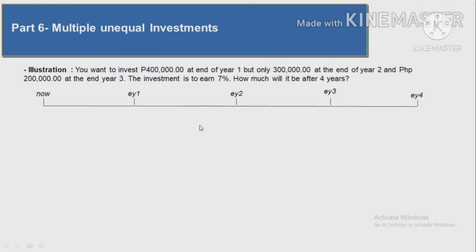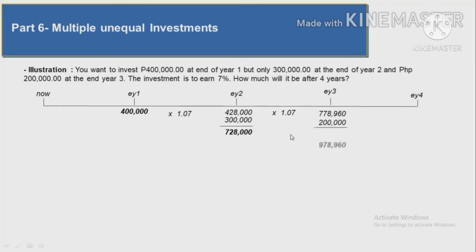So let's prepare a timeline for 4 years. In this particular problem, 4 years is equivalent also to 4 periods since there is no mention about quarterly, semi-annually, and etc. So now, at the end of year 1, you're gonna have to make an investment of 400,000, and then it will grow to 428,000, and then the second investment will be added. You will have 728,000 times 1.07. You're going to have 778,960 plus your last investment of 200,000.